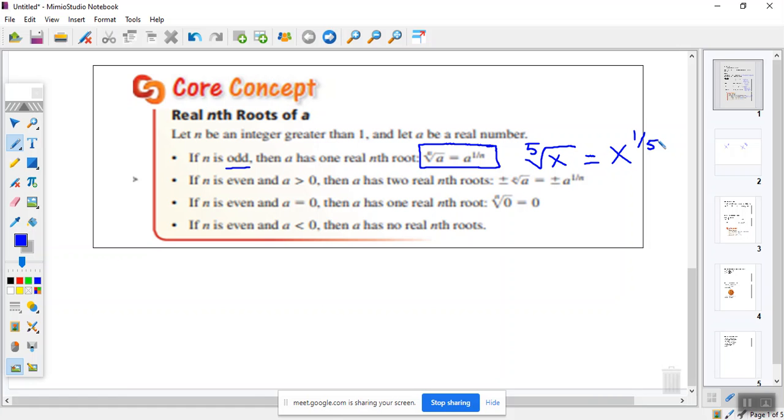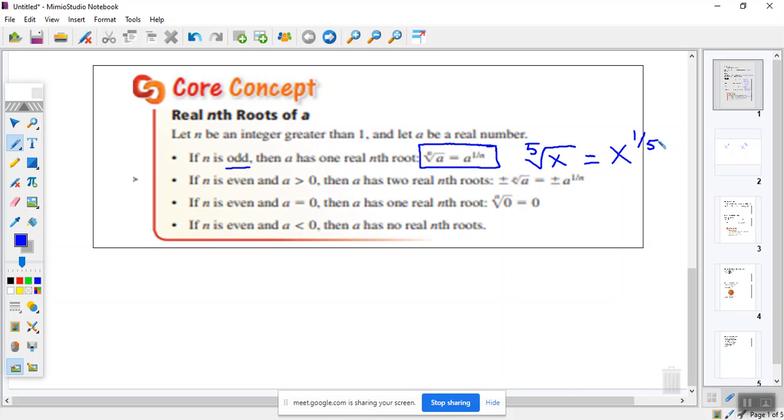Let me ask this question. How many solutions would this have? Is my index odd or even? Odd. So I'll only have 1. Well, what if I did this? How many solutions will that have? 2. Because my index here is even. Now keep in mind, this number underneath the radical sign has to be more than 1.